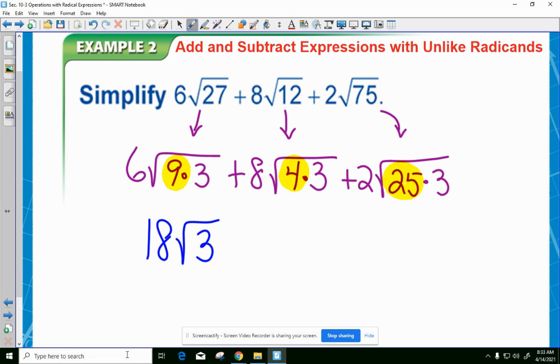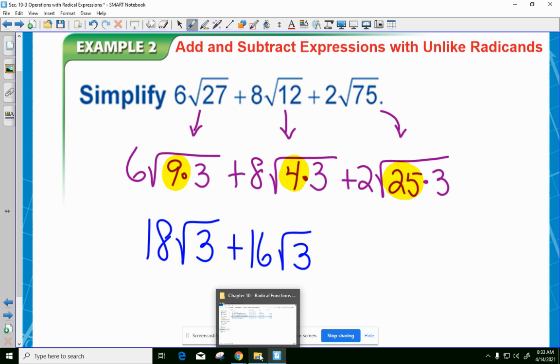What's my middle part going to say? 16 radical 3. What's my last one going to say? 10 radical 3.